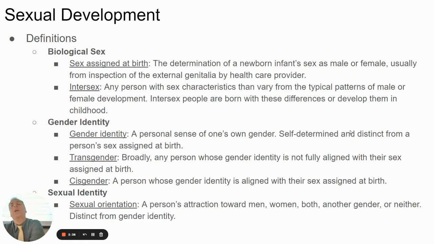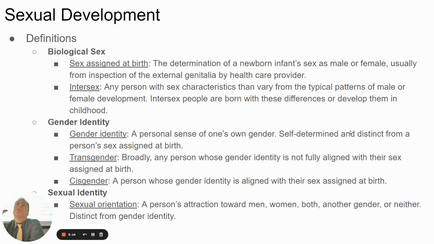But then we also have gender identity, which is not the same thing as biological sex. Sometimes people confuse the two issues. I'll try to use the term gender for gender identity and the term biological sex for that, because gender identity can be different than sex. Gender identity is a person's own personal sense of their own gender, and it's determined by the person. It could be the same as the biological sex determined at birth. It might not be the same.